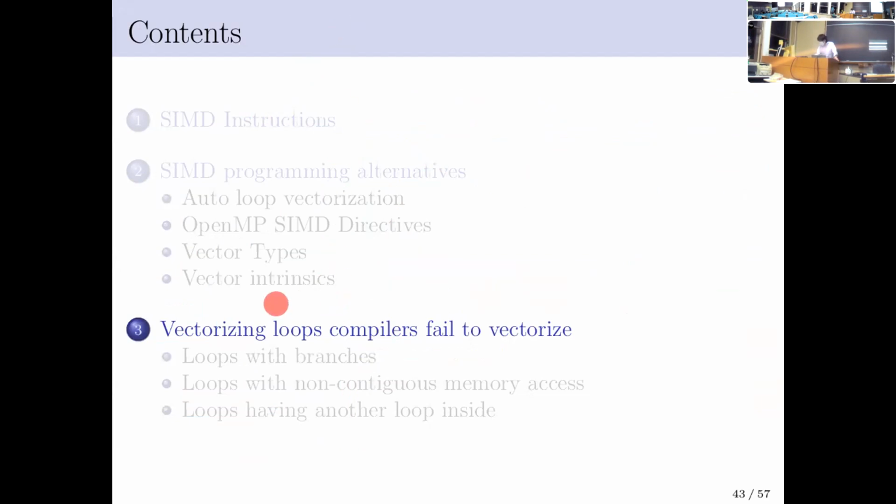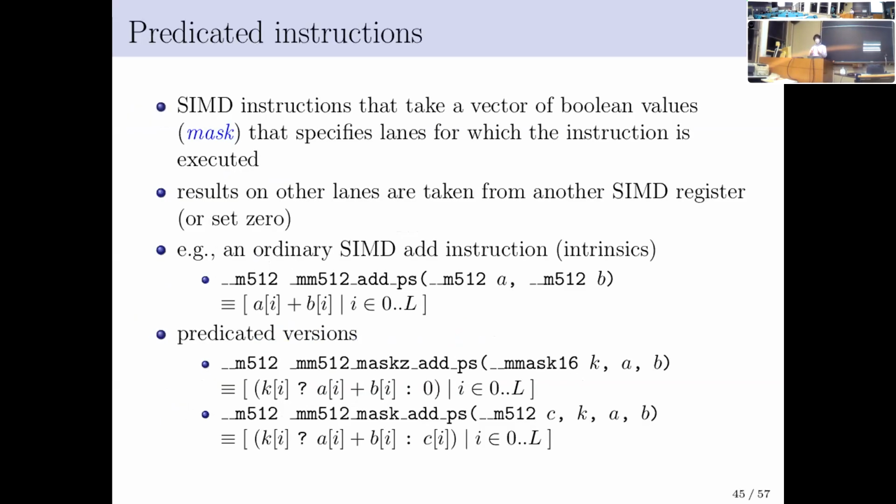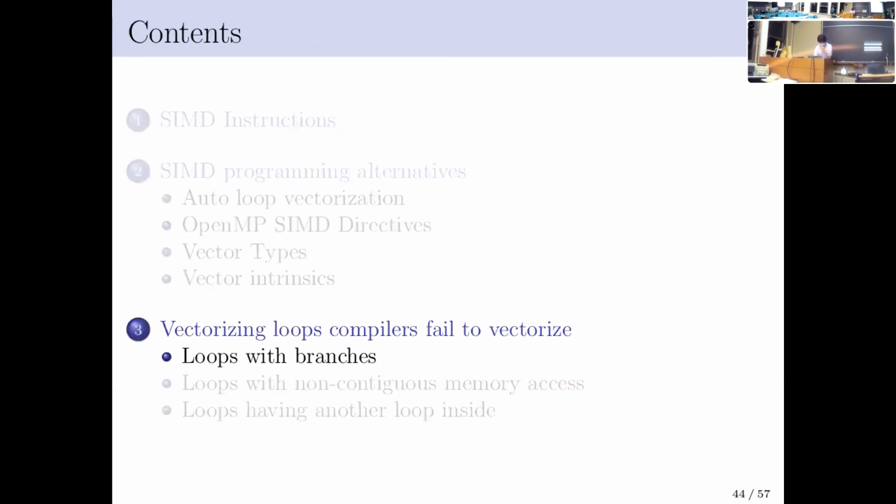So the last section of this slide is about how to actually manually vectorize loops. Compilers tend to fail to vectorize. So this is, in a way, the most important part after going through vector types and intrinsics. But this is exactly the reason why you want to master vector types and intrinsics, right? So the first thing is: what if a loop contains branches?